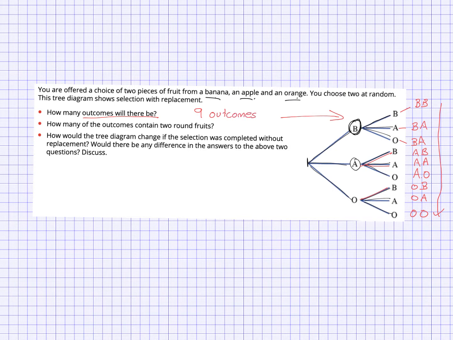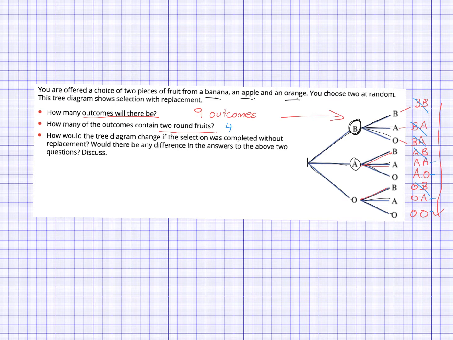All right, how many outcomes contain two round fruits? So this relies on our knowledge of what a fruit looks like or what particular fruit looks like. So anything with a banana is discounted because a banana is not round. So we can cross out all of those. We can cross out apple banana and orange banana. So we have 1, 2, 3, 4. 4 outcomes.